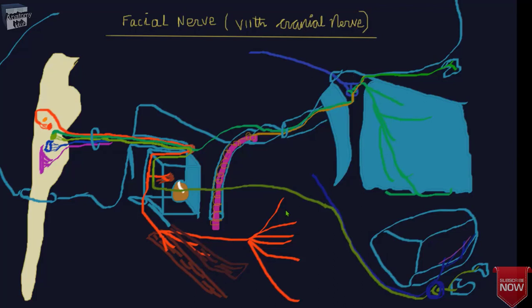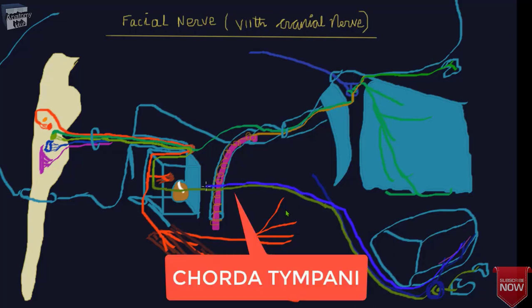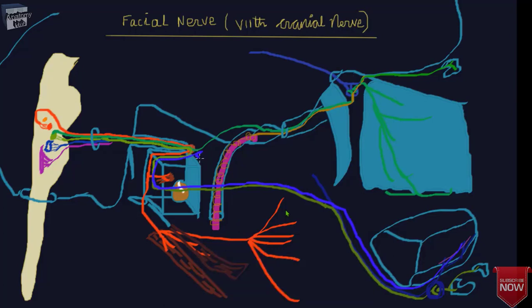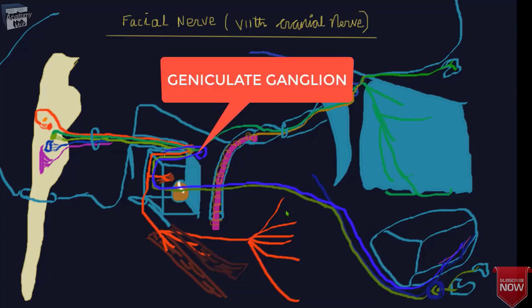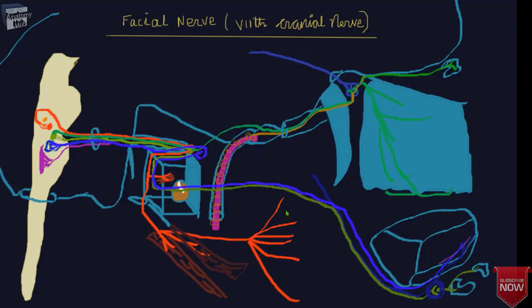Now we'll see the chorda tympani branch, the taste sensations. They will come through the anterior two-third part of the tongue as the chorda tympani along with the lingual nerve. Then these fibers will enter towards the geniculate ganglion. At the geniculate ganglion it will relay. Remember, no other fibers will relay over the geniculate ganglion. Only the chorda tympani carrying the taste sensation will innervate the geniculate ganglion. Then it will connect to the tractus solitarius.